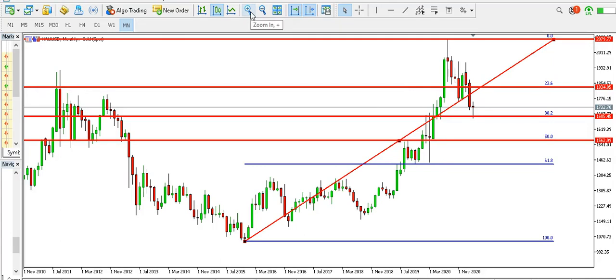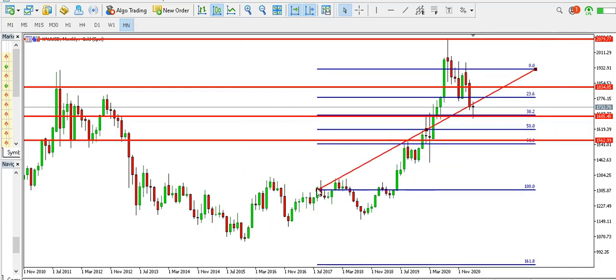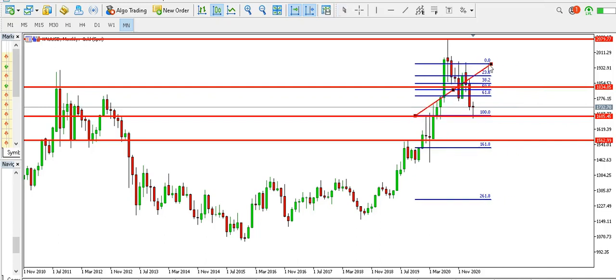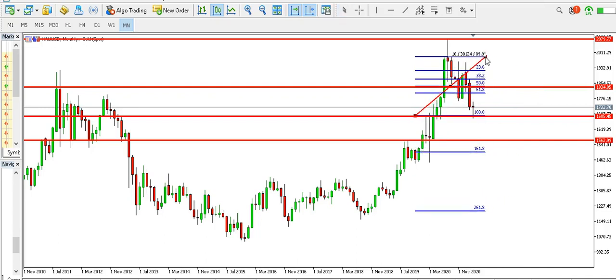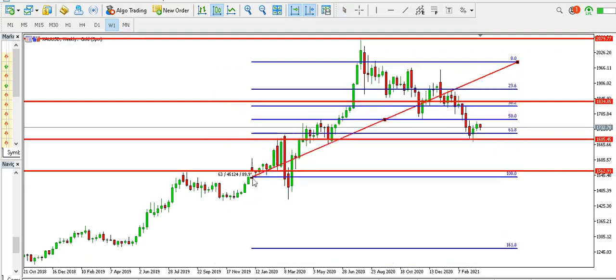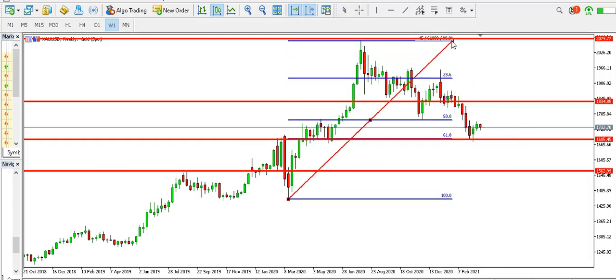Okay, so I'm going to reduce it, so that when I get to the weekly time frame, I'll be able to plot the Fibonacci. So I'm reducing the Fibonacci tool so that it will be easy to plot on the weekly time frame. So I'll move to the weekly time frame. Okay, now I'm going to look out for the best possible points, which is from here.